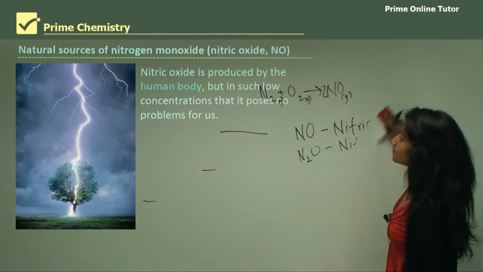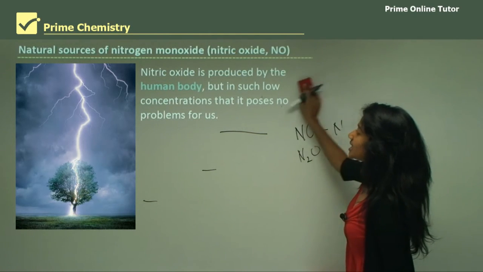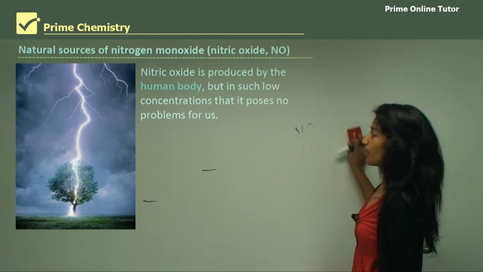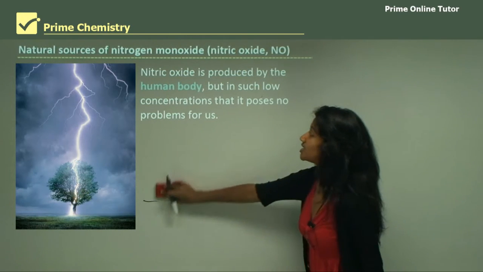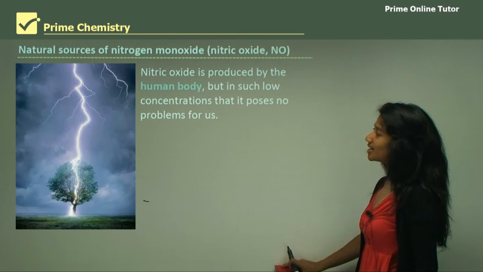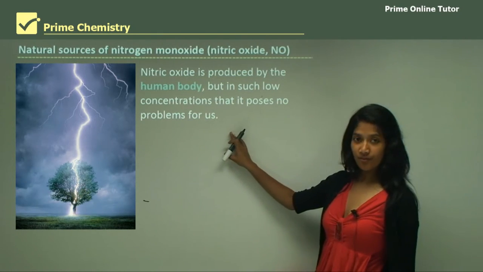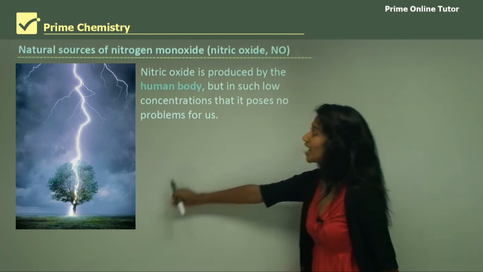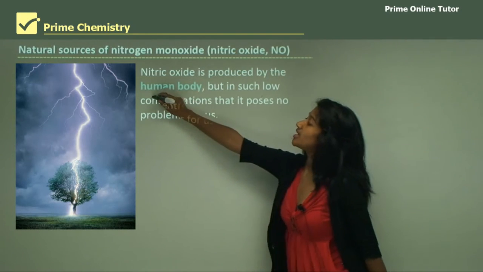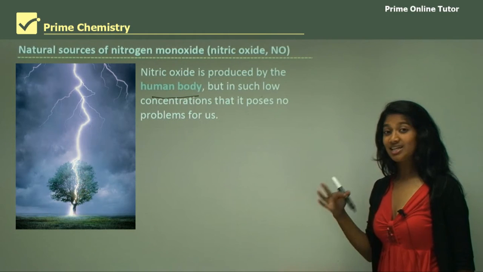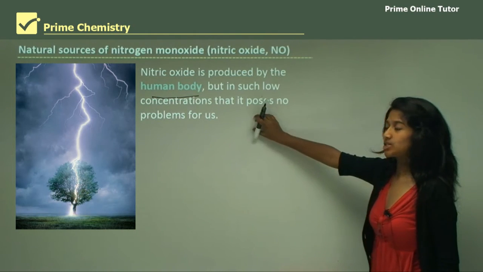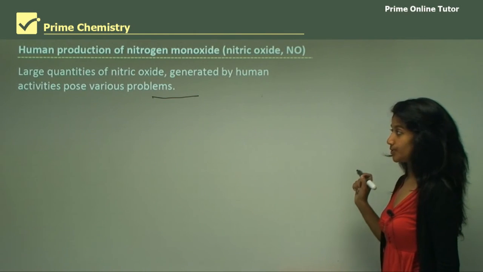Now moving on, nitric oxide is produced by human bodies. So we produce nitric oxide, but in low concentrations, so that it poses no problem for us. So we do produce nitric oxide, and that is one source of nitric oxide naturally occurring. But it does not pose any problems for us, so it's all good.